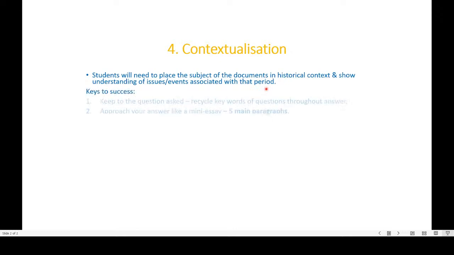Firstly, you need to keep to the question that is asked. Recycle keywords of the question throughout your answer. You need to link every paragraph back to the question. I'm going to give you a structure to do that on the next slide. Approach your answer like a mini essay. You're going to have an intro and a conclusion, which are going to be extremely short, and then 5 main paragraphs in order to pick up the most available marks and maximize our marks here.